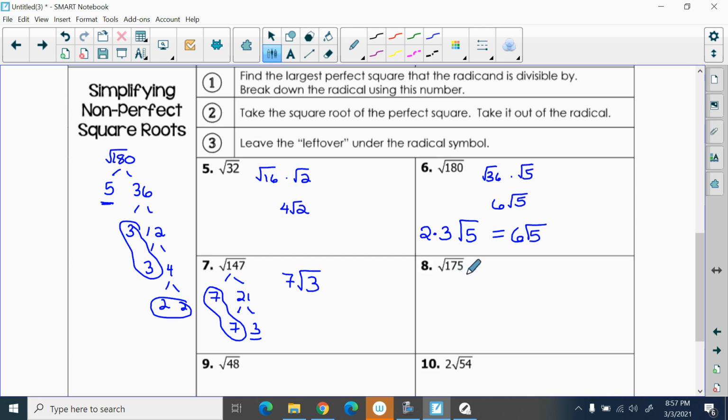Okay? Now, I've also got 175 here. So I'm going to go ahead and divide 175. I'm pretty darn sure that 25 goes into that. I'm right. So that is the square root of 25 times the square root of 7. All right. So what's the square root of 25? That's 5. So that's 5 times the square root of 7. So there you go. All right.